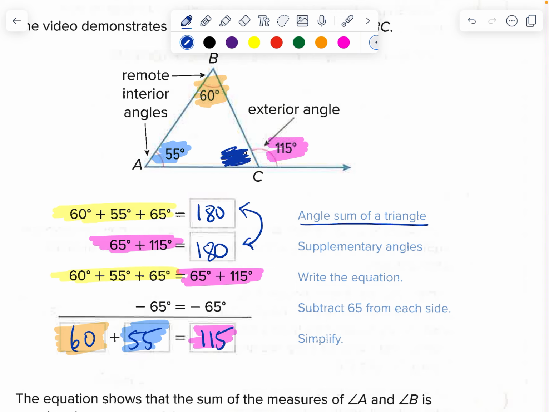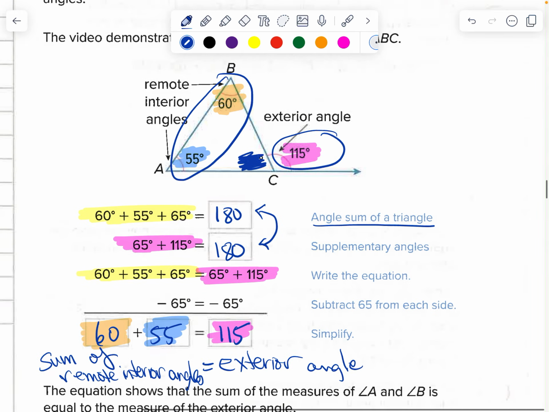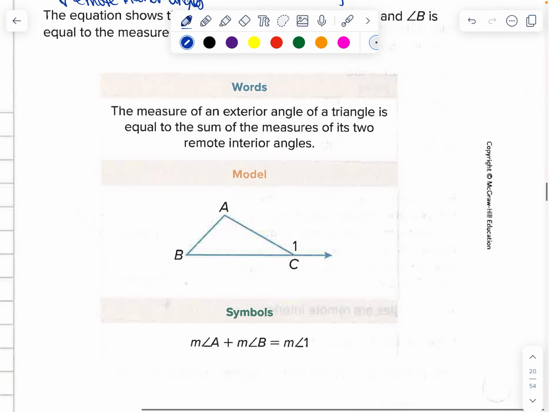So the exterior angle is equal to the sum of the remote interior angles. Okay, these were the remote interior angles, and they equal 115. Okay, so the measure of the exterior angle of a triangle is equal to the sum of the measure of its two remote interior angles.